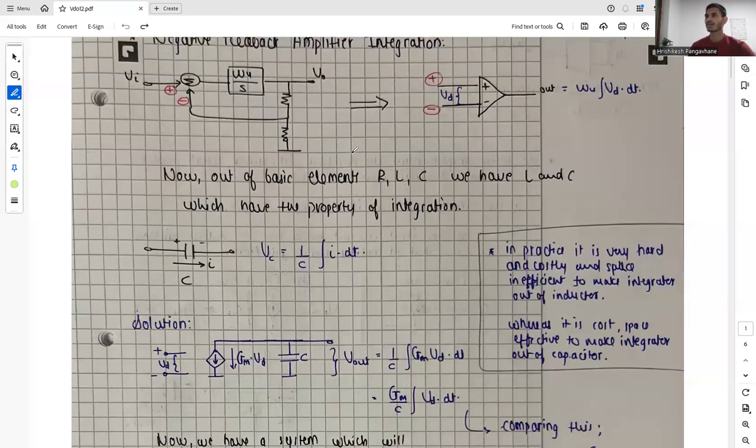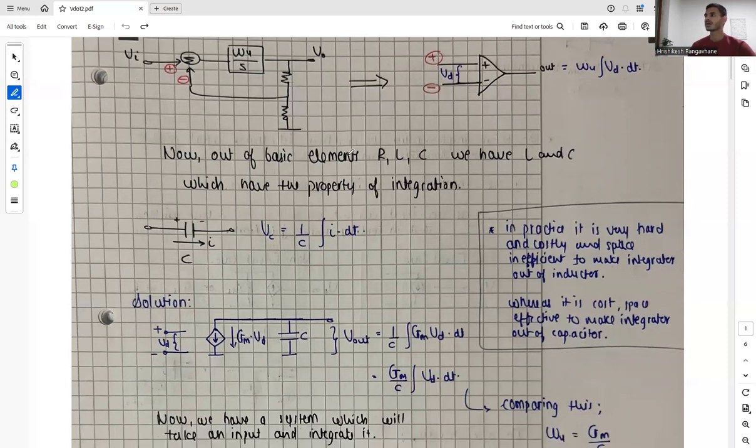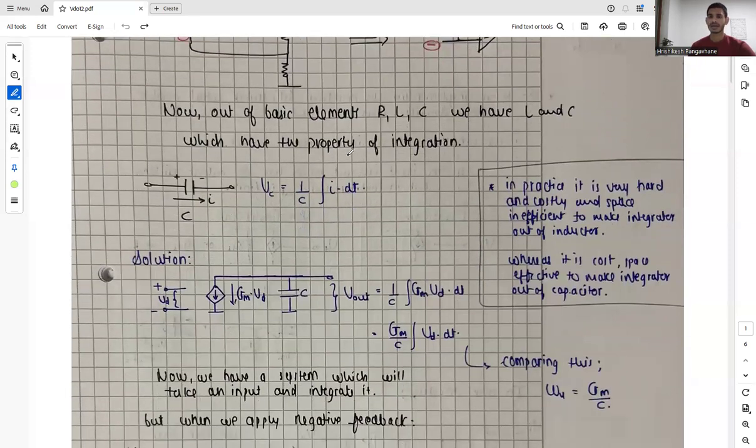Now, out of the basic elements, resistor, inductor, and capacitor, we have inductor and capacitor, which have the property of integration. Those are the two elements which have the capability of integrating. So let's talk in generality, or in reality. In practice, it is very hard and very costly, and takes so much space, as the inductor is very bulky, and it is not efficient to make an integrator out of an inductor, whereas it is cost and space effective to make an integrator out of a capacitor.